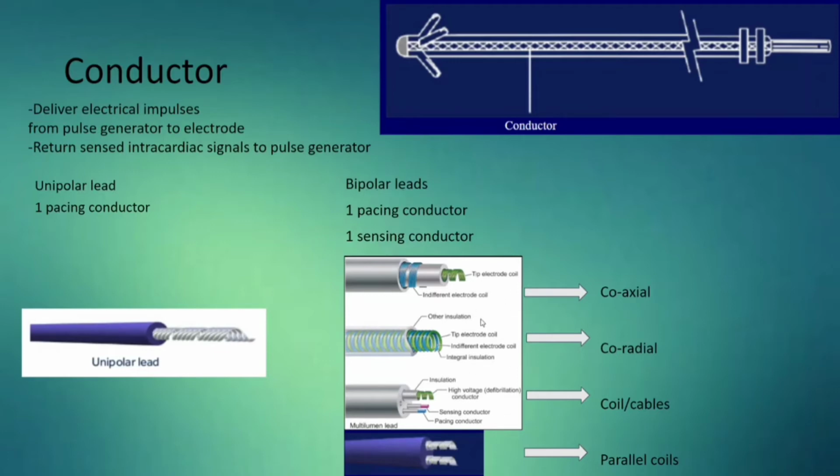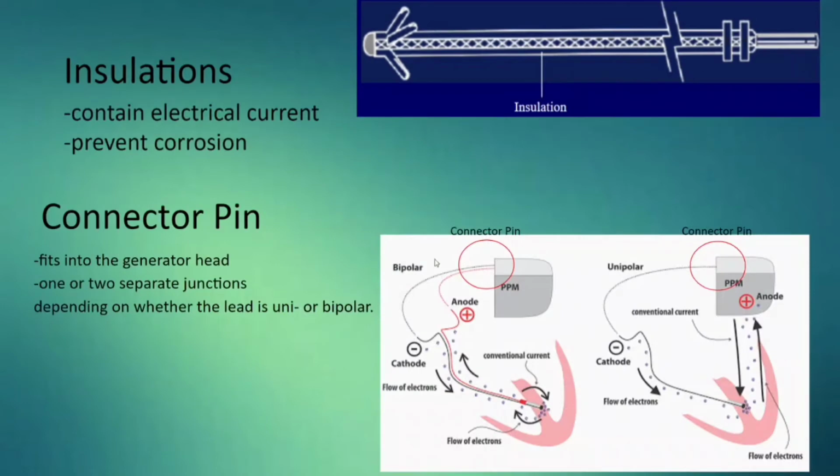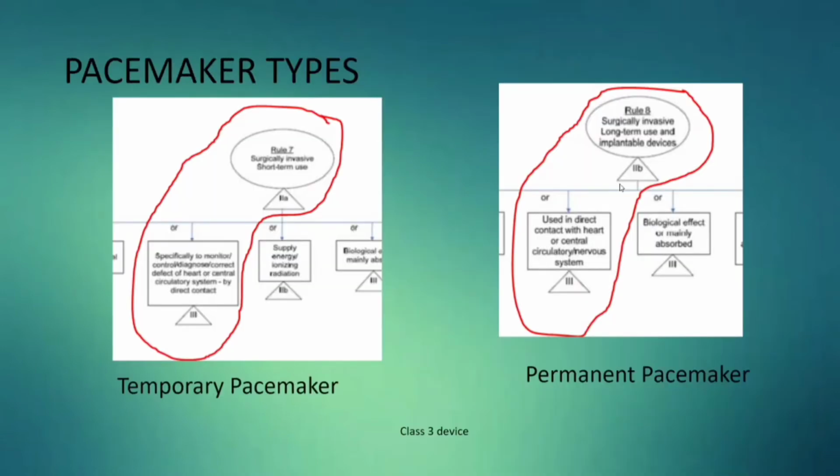And there are two types of leads. One of them has one pacing conductor, we call it a unipolar lead. The other one has one pacing conductor and one sensing conductor, we call it a bipolar lead. And there are different forms like coaxial, coradial, coil cables, parallel coils. Another one is insulation, which contains electrical current and prevents corrosion. Another one is the connector pin, which fits into the generator head, with one or two separate junctions depending on whether the lead is uni or bipolar.